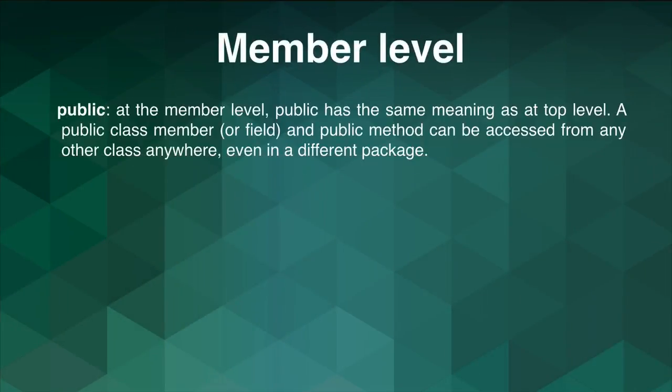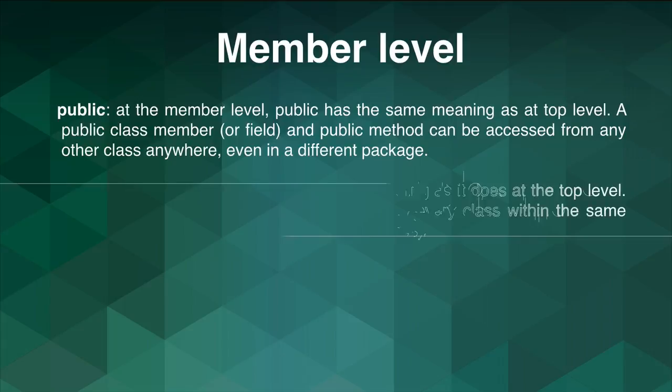Now at member level, this is once we're actually in the class itself, using public at the member level has the same meaning as the top level. In other words, a public class member, field or method can be accessed from any other class anywhere, even in a different package. And we saw that when we were using the main method to update the balance manually instead of going through the withdraw and deposit methods.